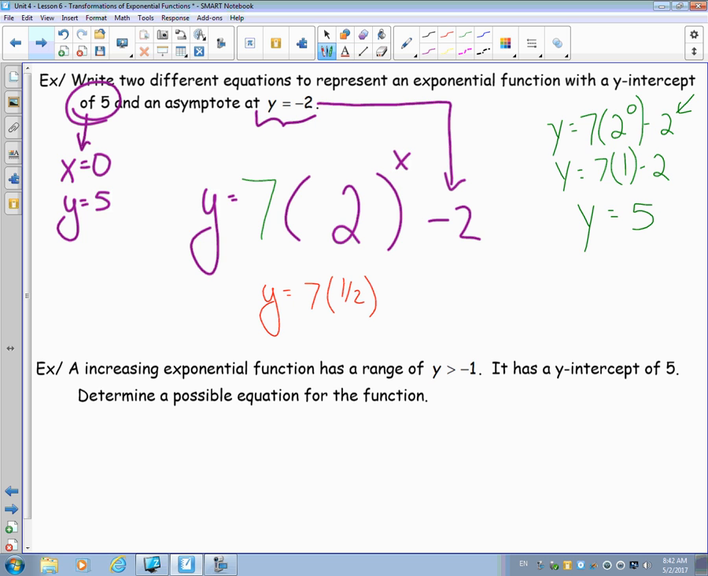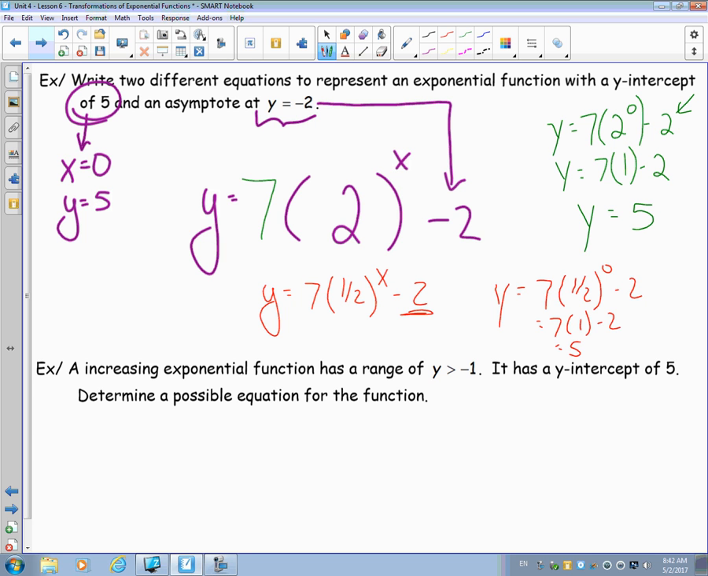Maybe I say, well, I'm going to make this one a decaying model. It still has the same asymptote. Still, when I put the 0 in to find my y-intercept, I get 1/2 to the 0, gives me 7 times 1, gives me 7. I'll get the right properties.